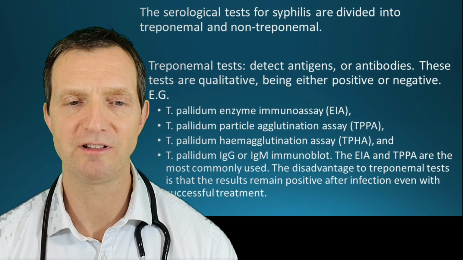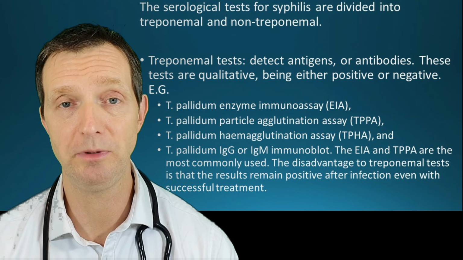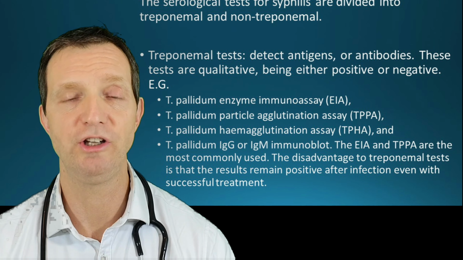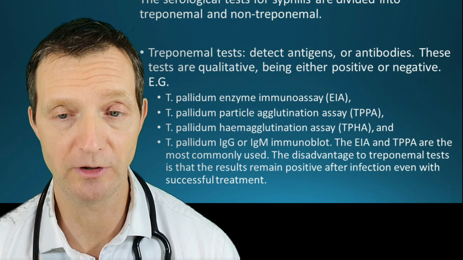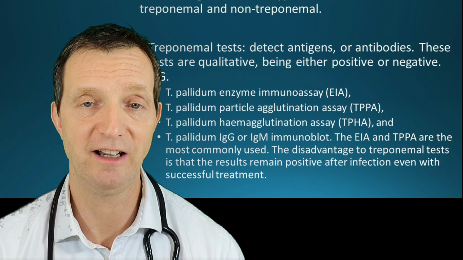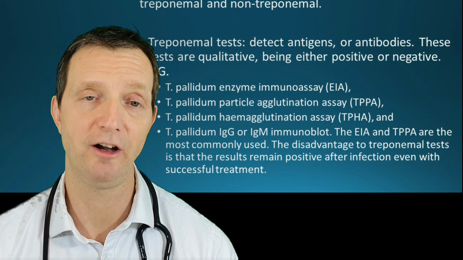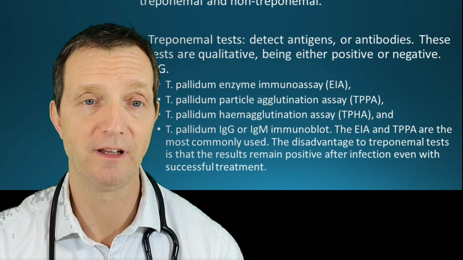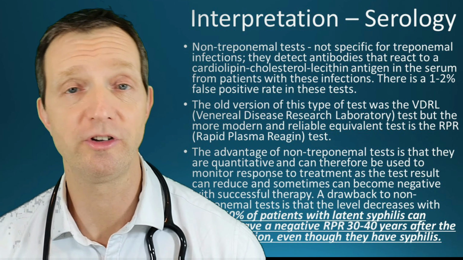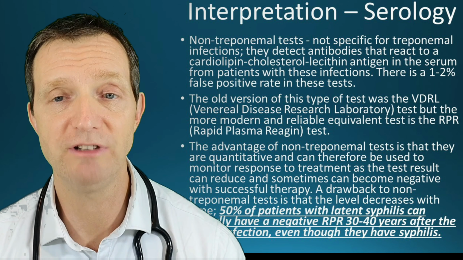A similar test along those lines is the Treponema pallidum haemagglutination assay, or TPHA, which is a bit more difficult to do, or the IgM or IgG immunoblot. Now, to be honest with you, the workhorse of syphilis tests are the EIA, or the antibody test, and the TPPA. And those are the most commonly used, and they are what I'm going to concentrate on. Now, in terms of the non-treponemal tests, they are not specific. In other words, they could be positive for any particular reason.